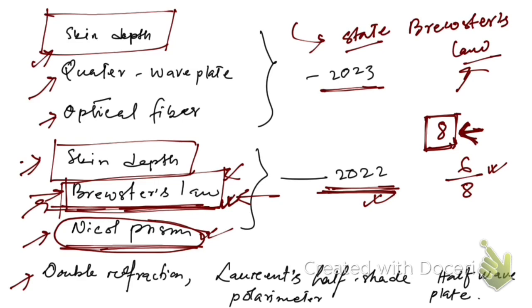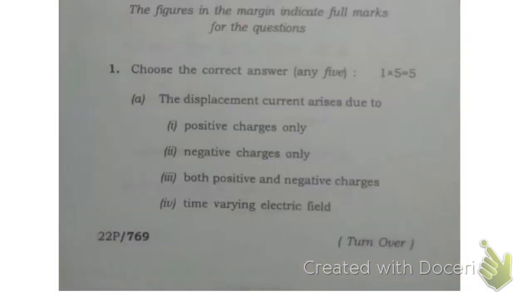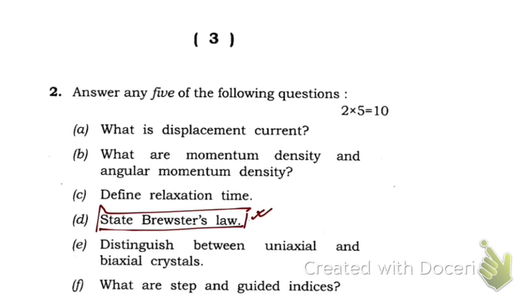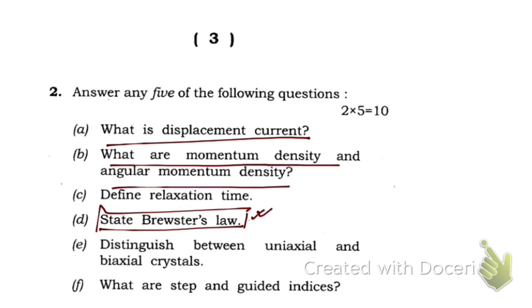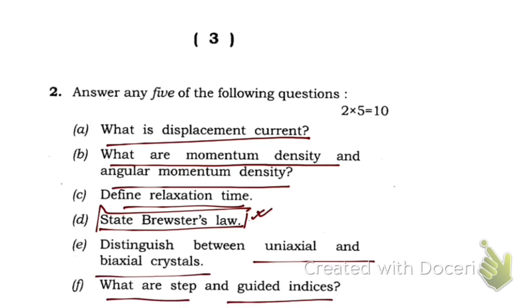Okay, now you see, next, what are the common topics here? First let me check the question number 2 of all papers. So here you are asked to write displacement current definitions. Okay, what are momentum density, angular momentum density, define relaxation time, distinguish between uniaxial and biaxial crystals, and what are the step and guided indices. Okay, so here this should be guided, I think.